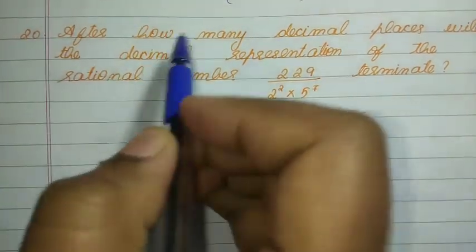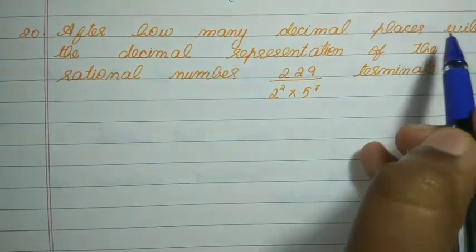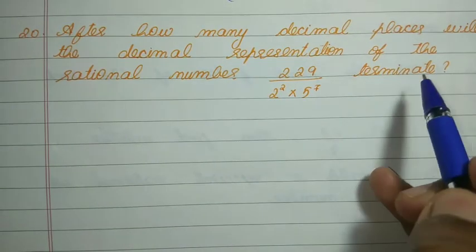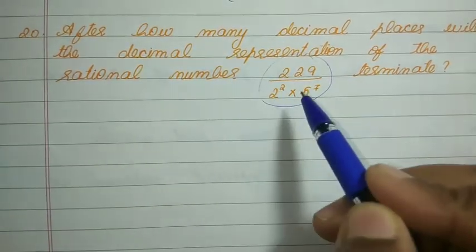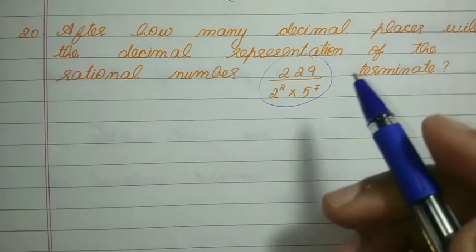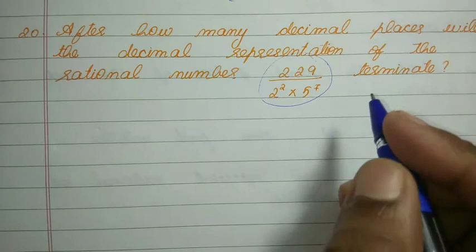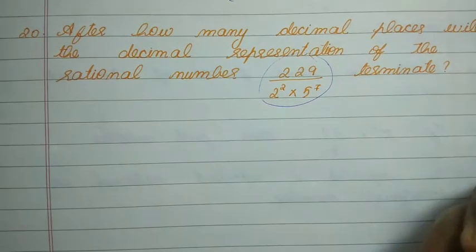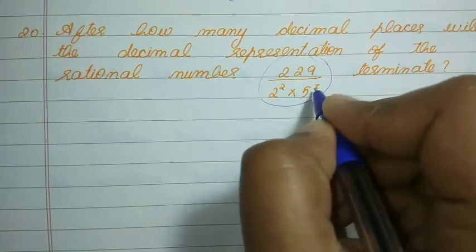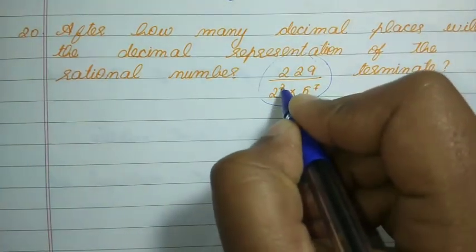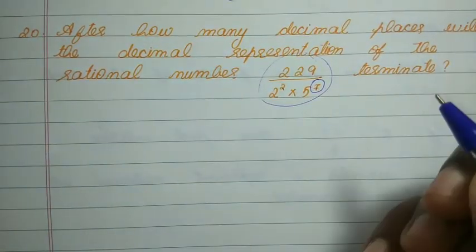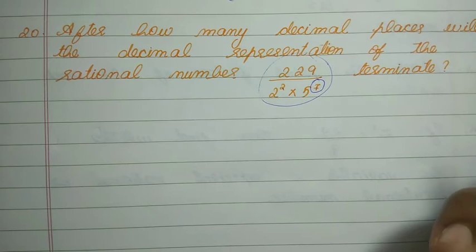Question 20. After how many decimal places will the decimal representation of the rational number terminate? So this is the rational number that is given, and they are asking after how many places it will terminate. We already saw one type of question. So we will be seeing the highest power of 2 or 5. If we check the powers of 2 and 5, it is 2 over here and 7 over here. Which is greater? 7. So we will be taking the power of 5.